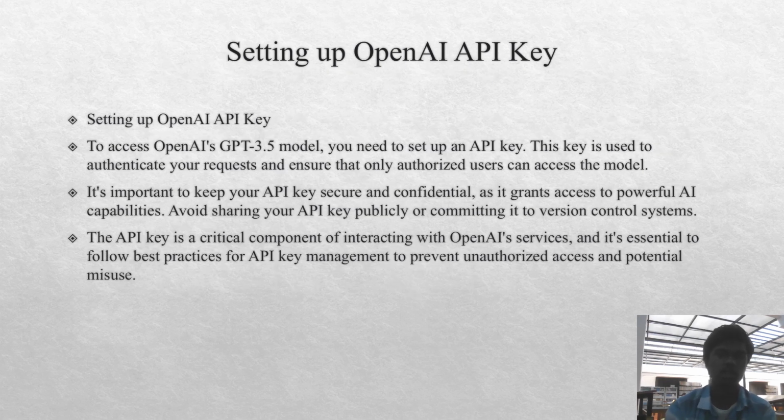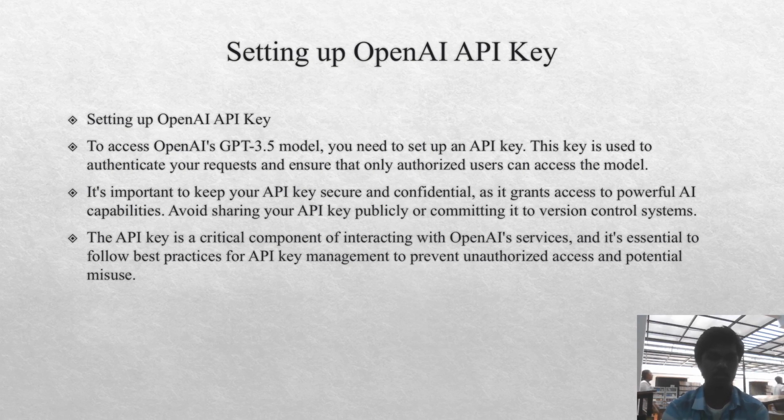So first of all, let us understand the setting up of OpenAI API. To access OpenAI's GPT 3.5 model, you need to set up an API key. This key is used to authenticate your request and ensure that only authorized users can access the model.